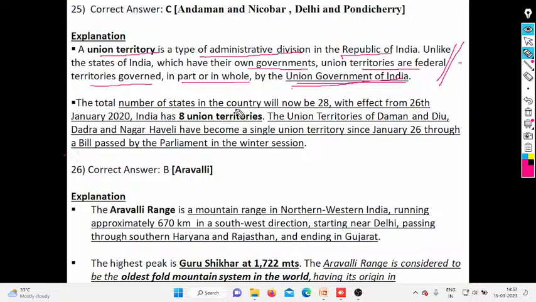The total number of states in the country will now be 28 with effect from 26th January 2020. Particularly, India has 8 union territories. The union territories of Daman, Diu and Dadra Nagar Haveli have become a single union territory since 26th January, through the bill passed by the parliament in the winter session.